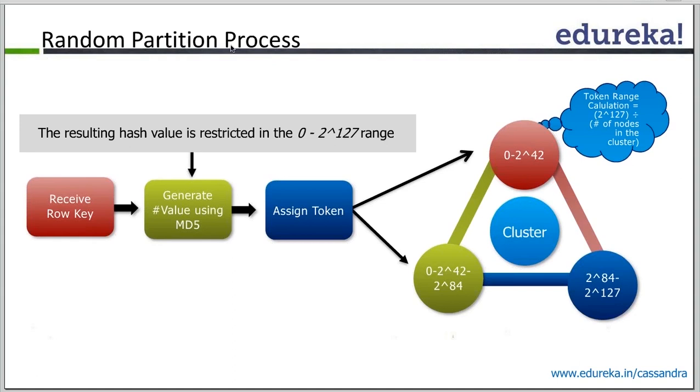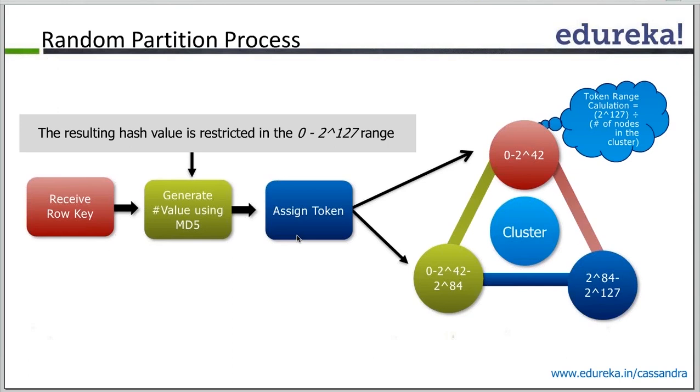In this case, what it's showing is 0 to 2 power 42 is the first node, 2 power 42 to 2 power 84 is the second node, and 2 power 84 to 2 power 127 is the third node. So it gives you a tool which you can use to calculate the tokens if you really need to.